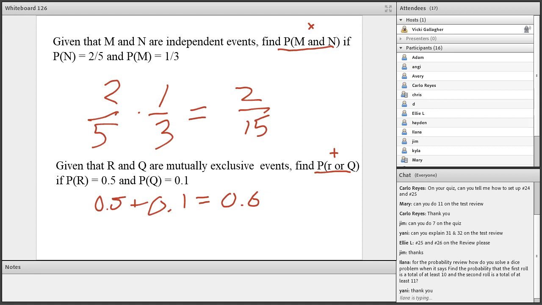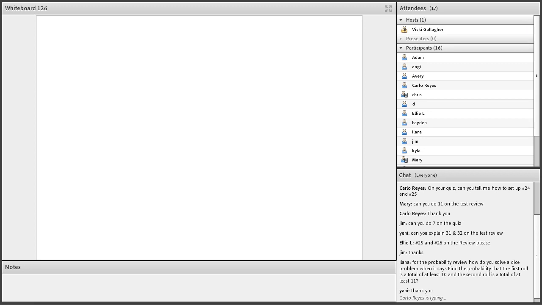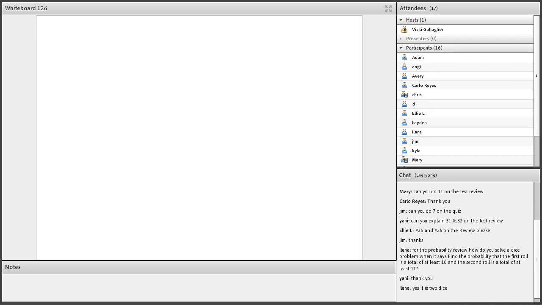And then while you're clarifying that for me, and I appreciate that, I'm going to do 25 and 26 from the review that I gave my students. And then we can definitely take a look at your problem. Okay. 25 and 26. So these are card problems.